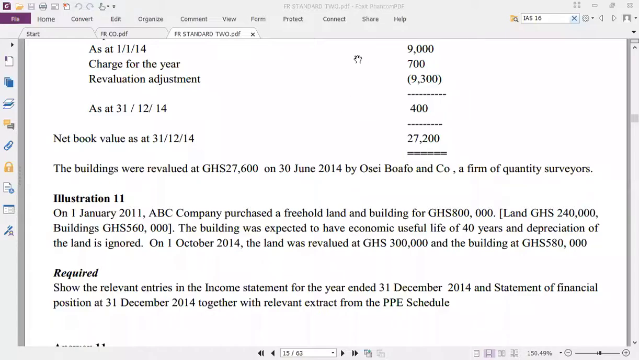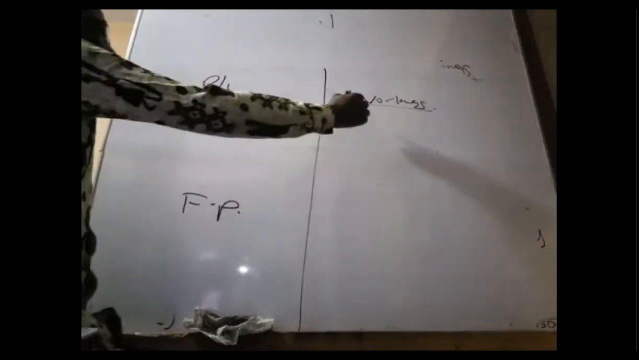It's land and building. You can calculate them together, or you can separate them. Any of them is correct. So let's do this. I'll put land here, building here, and total.